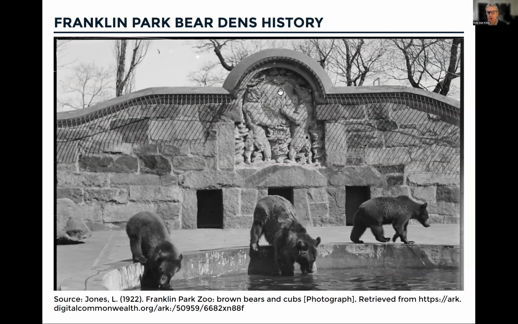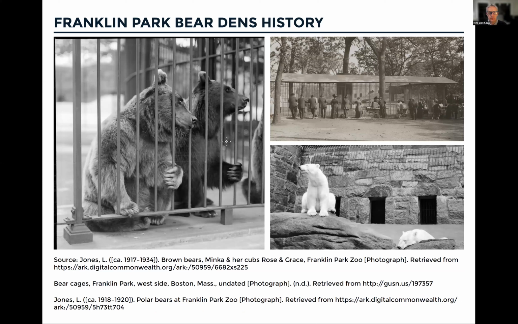If we go to cage 2, which is the one that is iconic because of the relief, it's very familiar in terms of the components because things have lasted very well. The stone wall, concrete pavement, the stone, the pool itself, and the cap with those metal spikes. Some of the information even explains the bears' names. These are brown bears, Minka and her cubs, Rose and Grace probably. And then we had great photos of people observing the bears, and then in cage 4, the polar bears.